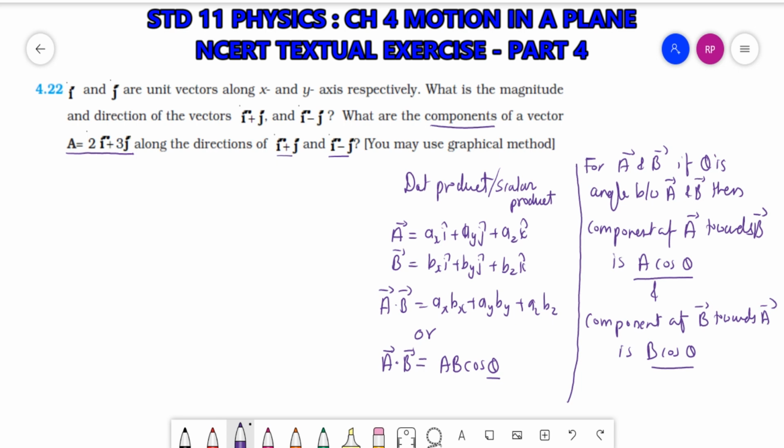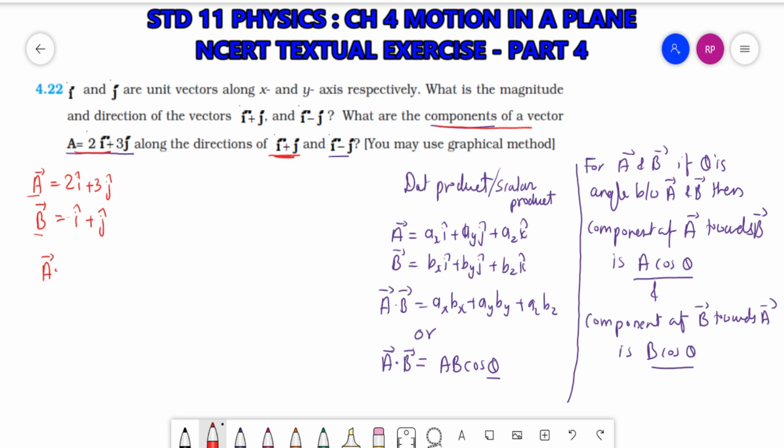So first let's say vector A is given as 2i plus 3j. Clear? Let's take vector B as i plus j. Now what is the question? Component of vector A along the direction of i plus j, meaning component of A in this case towards B. So I need to find out A cos theta. So I will use the dot product.